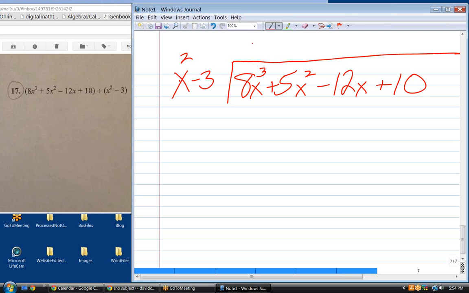Okay, so the top one would be 8x, and then it'd be 8x to the third minus 24x. Whoa. Whoa.